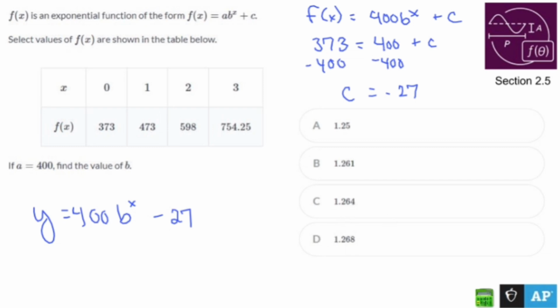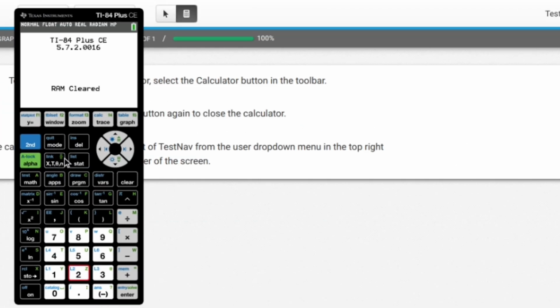So let's test out choice A to make sure that A works. The equation I'm going to use is the 400 that I was originally given. A gave me 1.25 as my b, so parentheses 1.25, close it, to the x, and make sure you move to the right and not put it in your parentheses or exponent area. Subtract out 27. Now, in order for this to work, I want to look at my table of values for 0, 1, 2, and 3.